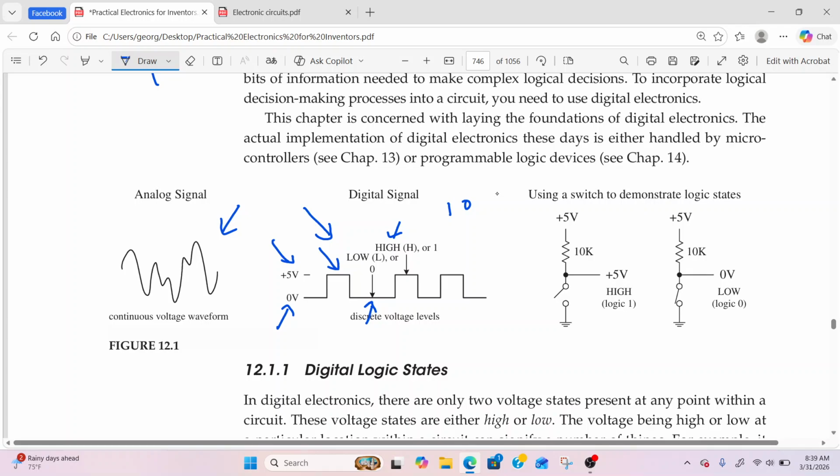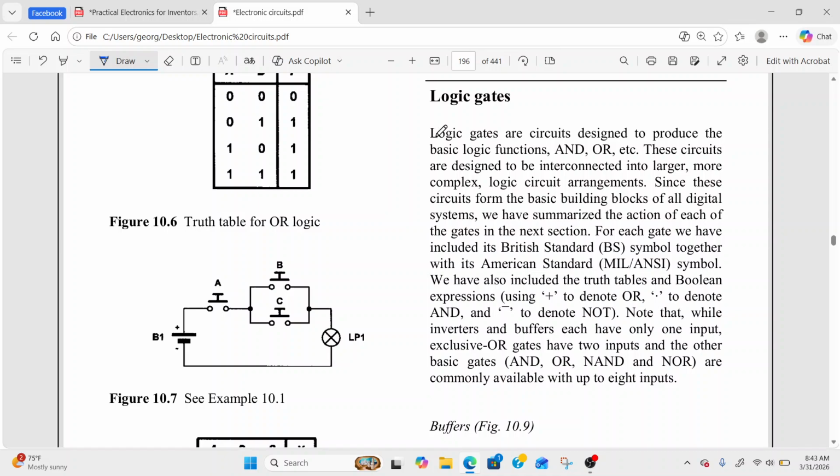I'm going to start from here. It says logic gates are circuits designed to produce the basic logic functions AND, OR, etc. These circuits are designed to be interconnected into larger, more complex logic circuit arrangements. Since these circuits form the basic building blocks of all digital systems, we have summarized the action of each of the gates in the next section.